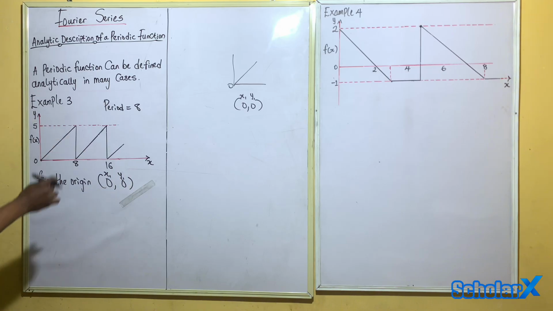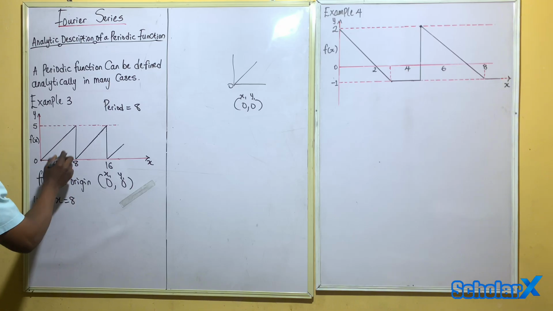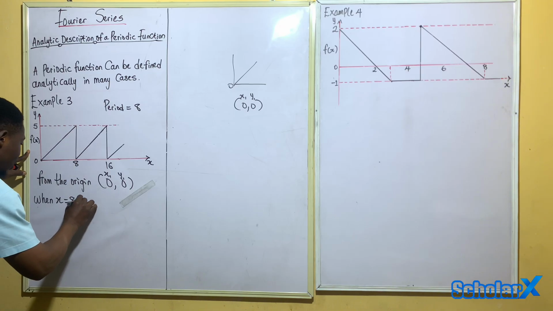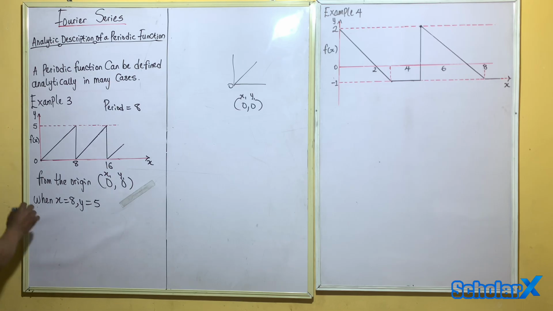Now, apart from this origin, going down to this place, you will notice that when x is equal to 8, y is equal to 5. Tracing it, y is equal to 5. So that gives us the point 8, 5. And this gives us x2 and y2. So now let's go further.